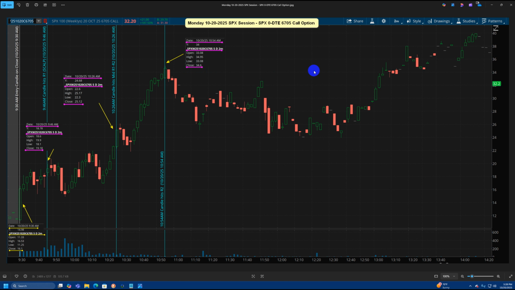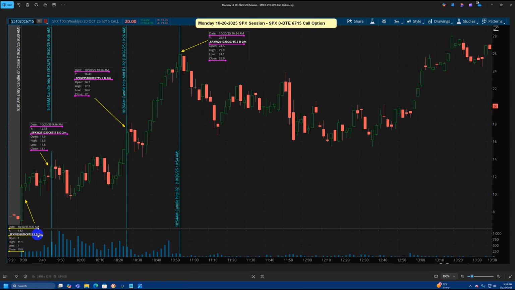Now, next we'll take a look at the furthest out of the money one that we could have considered, which is the 67.15. Here's the 67.15, 9:30 a.m. candle close, $10.80. Here is the 9:46 hit of R1, close $13.10, so that's for a scalp only. Here is the 10:26 a.m. where it hits the 1.5 level minimum required move for a regular trade, $17 on that candle close. And here is the 10:54 a.m. candle for a minimum ideal level 2.0 level move, $25.90. Alright, now we'll go back to the regular chart.